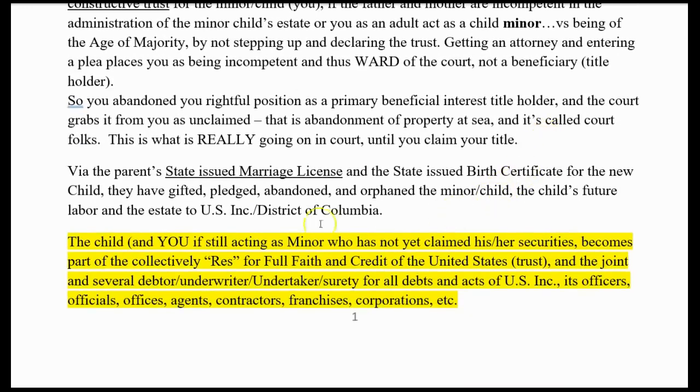Okay, so via the parent's state-issued marriage license and the state-issued birth certificate for a new child, they have gifted and pledged and abandoned and orphaned that minor child and left them adrift on the sea of commerce. And the child's future, labor, and his estate belongs to the United States because they're taking care of him until he steps up and takes control. And until you do this, you can't go into court and do this until you've exercised this process, okay? Otherwise, you're just going to be treated as an orphaned minor child who is a ward of the state, okay?